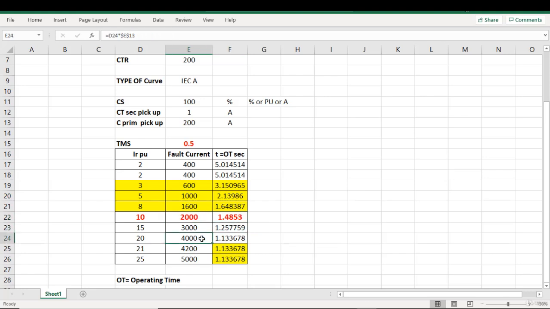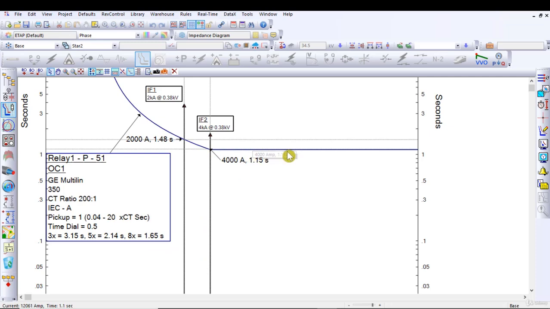Now you can observe one thing here. The operating time of the relay is the same. It means the relay characteristic becomes definite after this point, which you can observe in ETAP as well. So after 4000 ampere, the relay characteristic becomes definite.